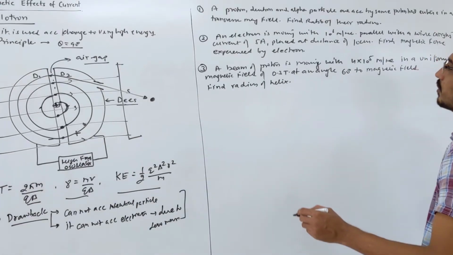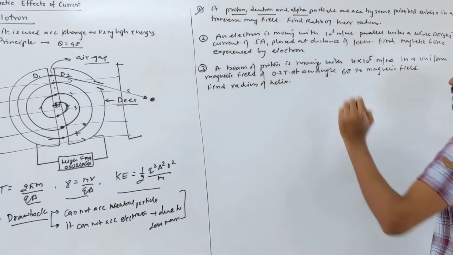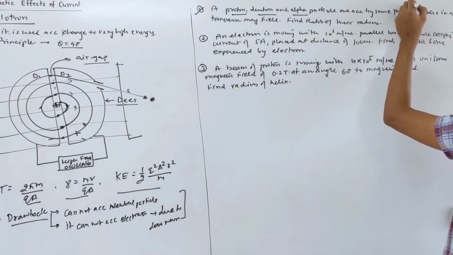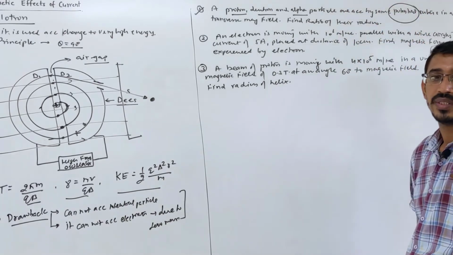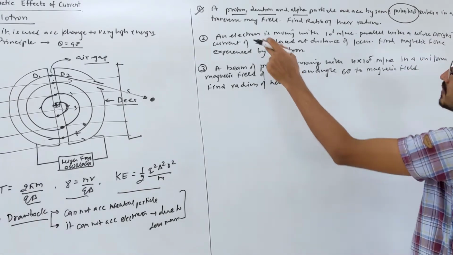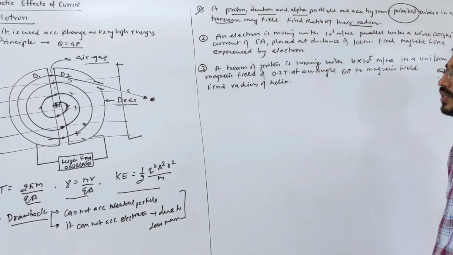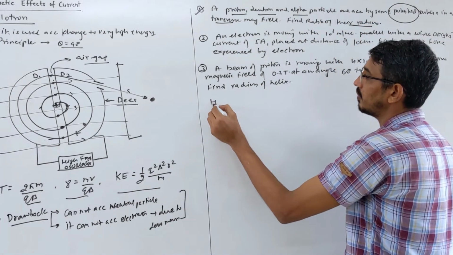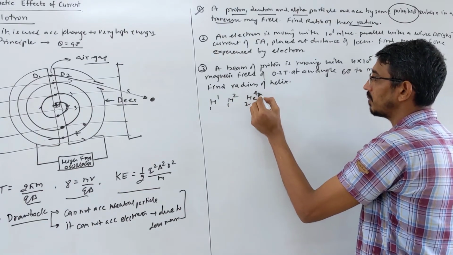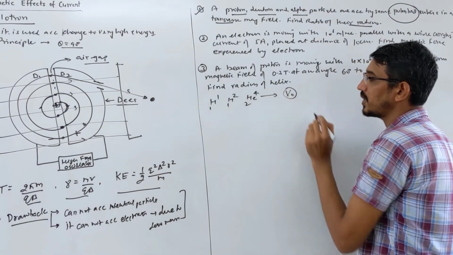Let's see question number 1. A proton, deuteron and alpha particle, three particles are given, and they are accelerated by the same potential. They enter a transverse, perpendicular magnetic field. Find the ratio of their radius. One is a proton, one is a deuteron, one is an alpha particle, and they are accelerated by the same potential. Potential is given the same.